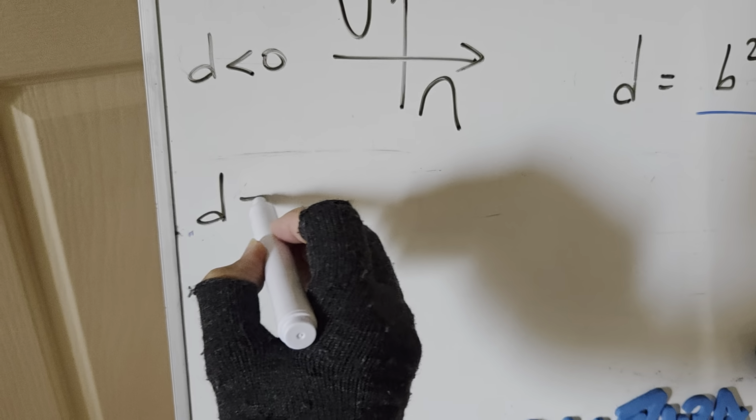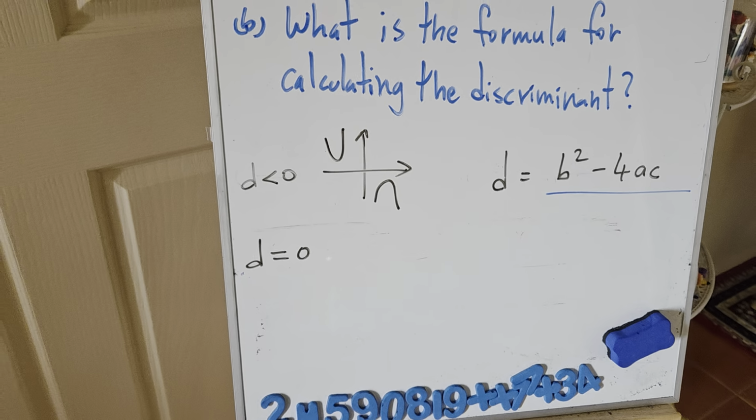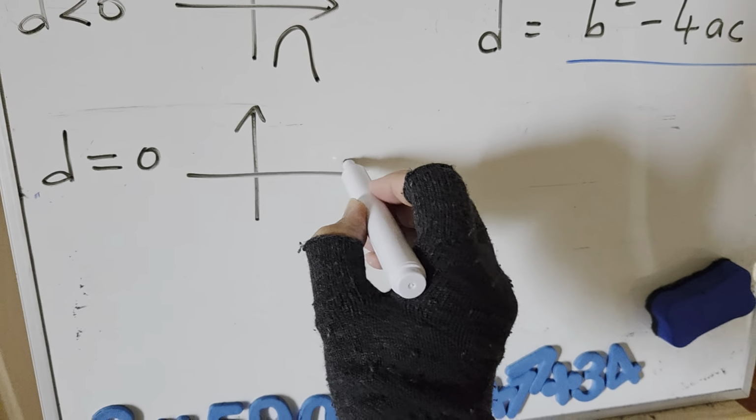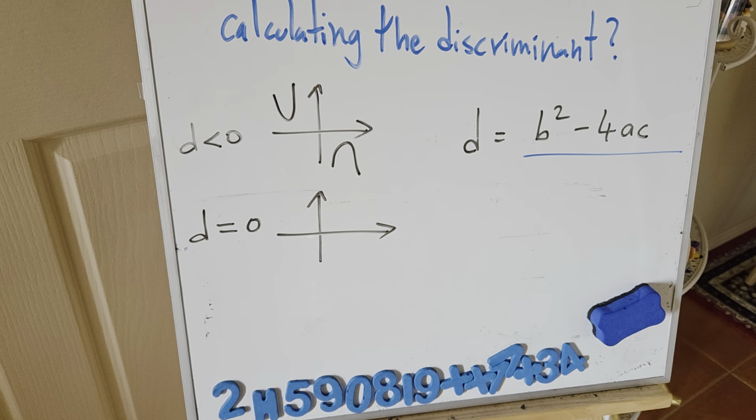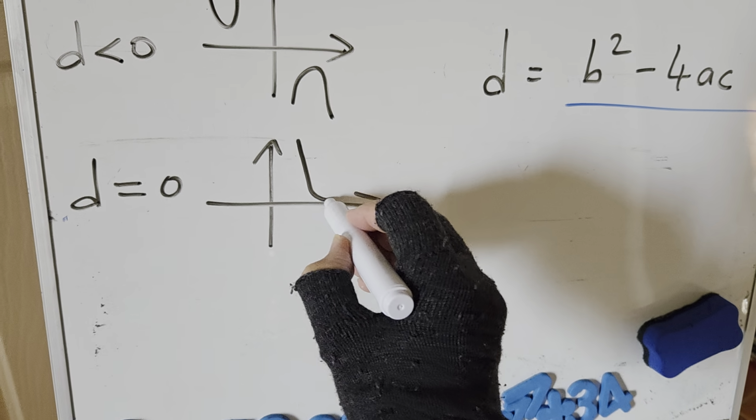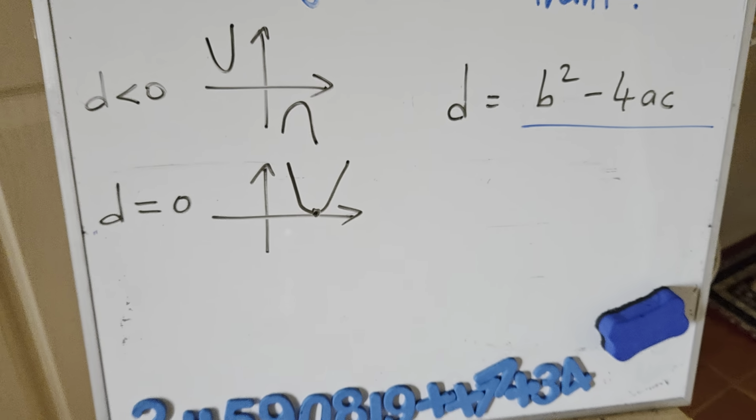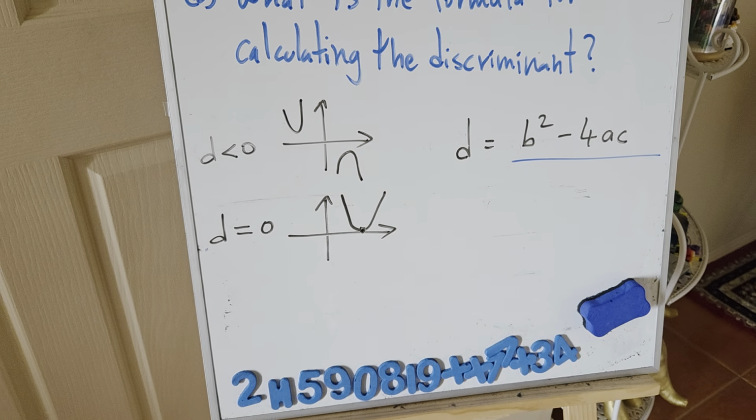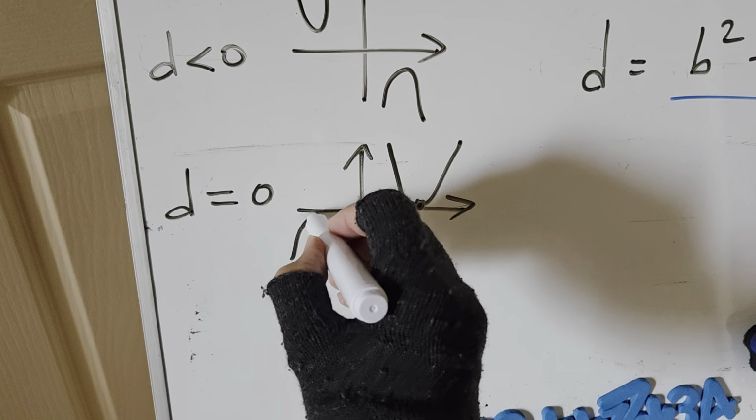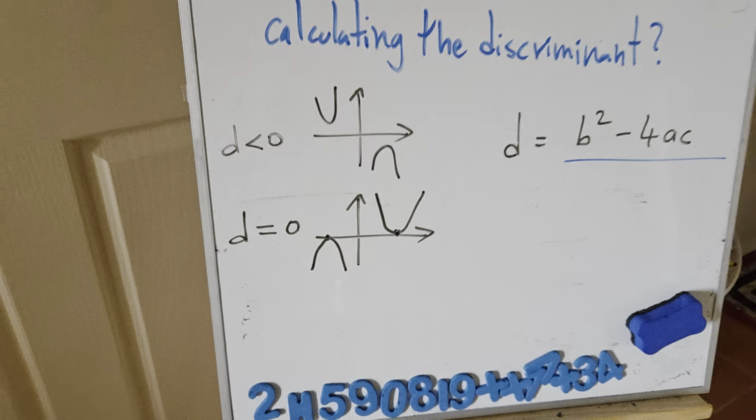If the discriminant is equal to 0, then you have 2 repeated roots. That means your graph is going to be sitting on the x-axis. That means the turning point of the graph will be on the x-axis. For example, that. Just one point, the turning point of the graph will be touching the x-axis for a positive graph in any quadrant and a negative graph on any quadrant.